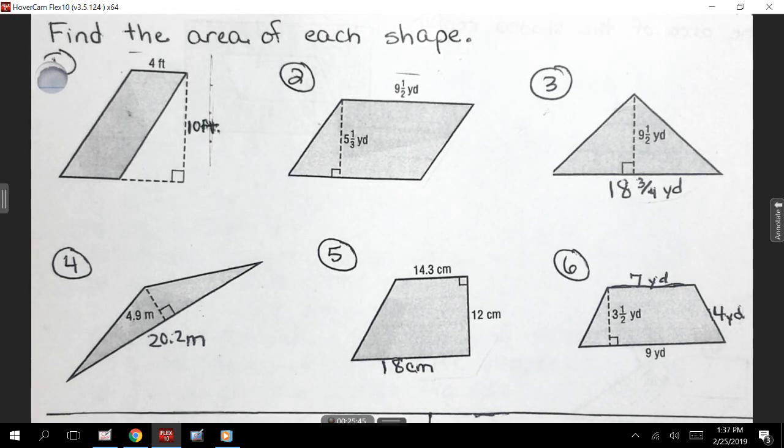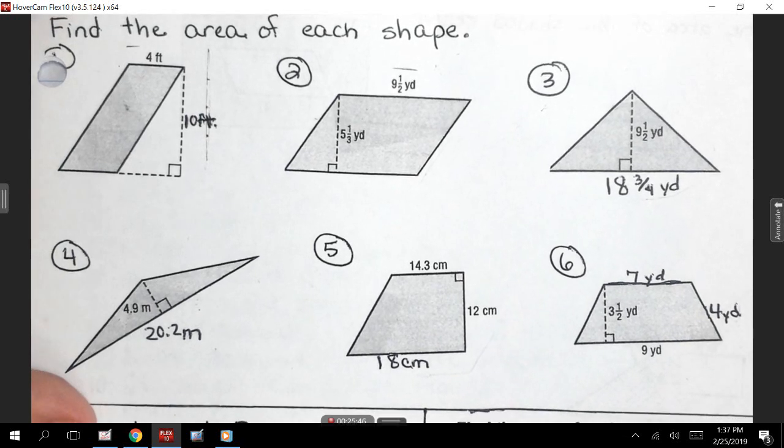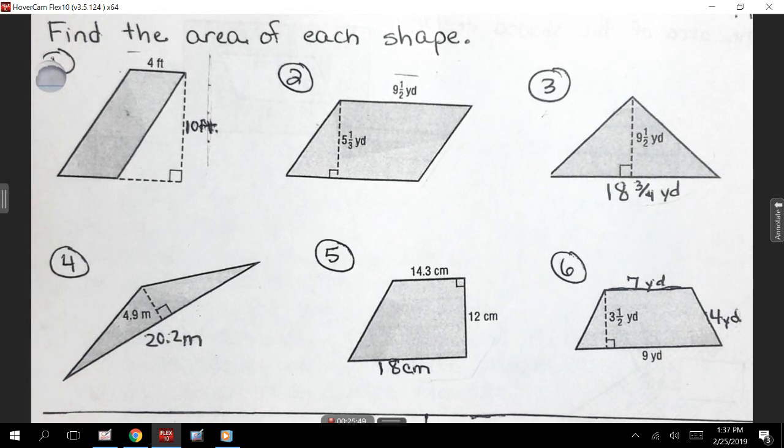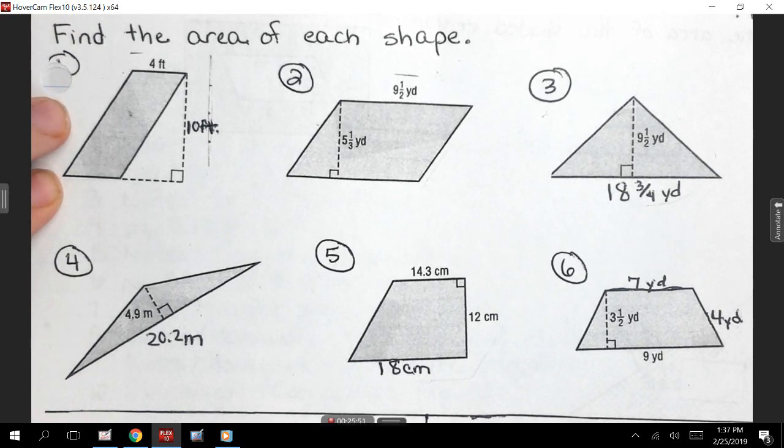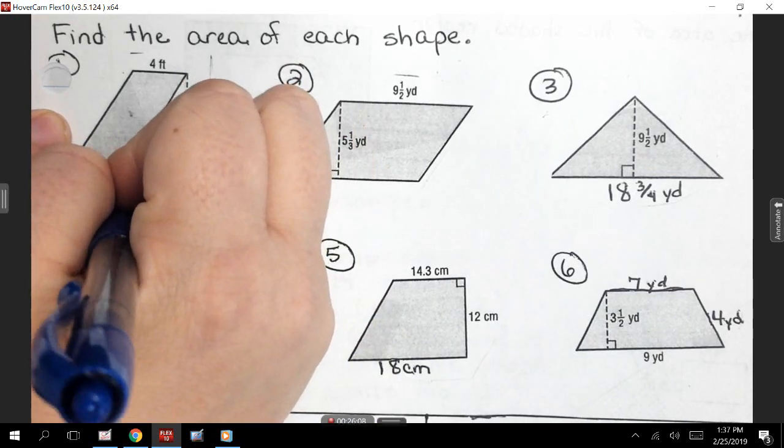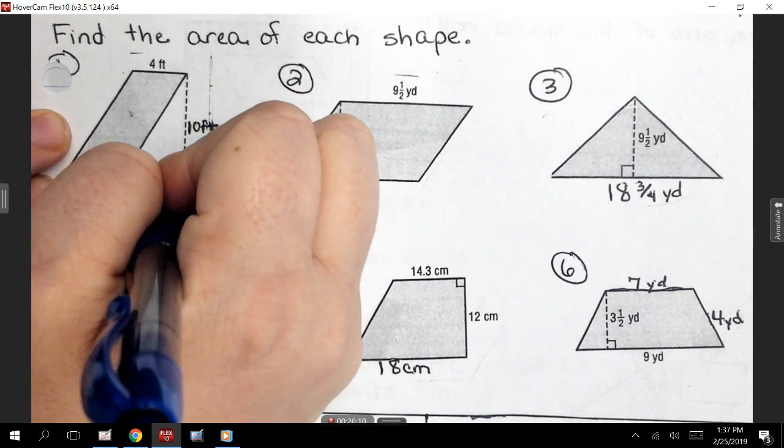So for number 1, it says find the area of each shape. What shape is number 1? It's a parallelogram. What is my formula for a parallelogram, Addison? A equals BH. All right.